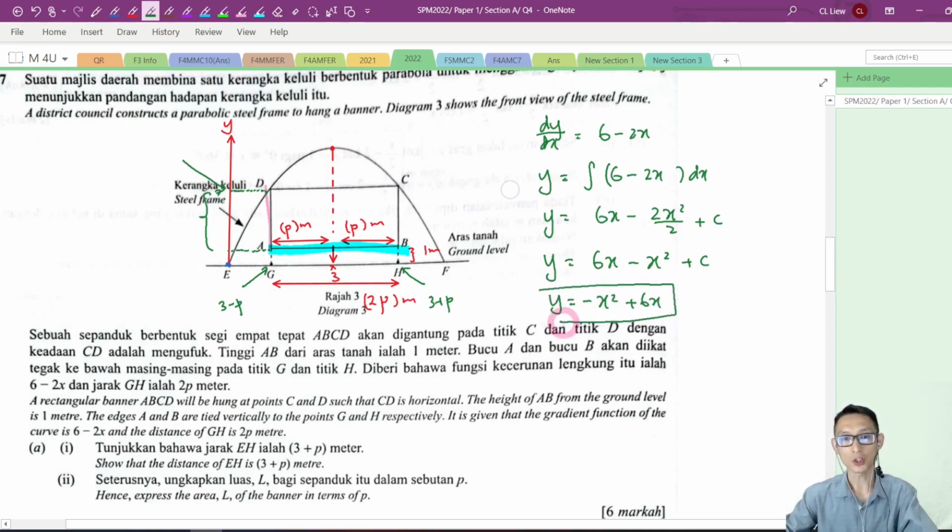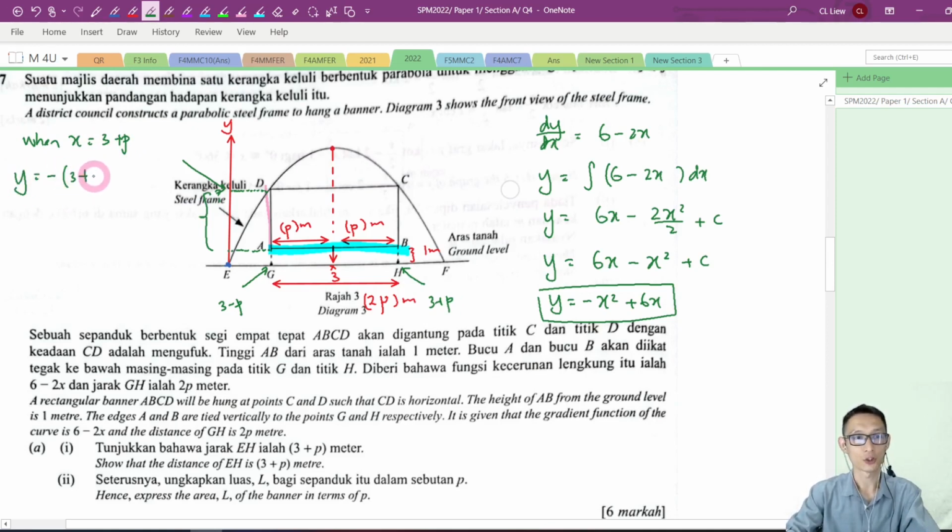Okay, now we can use this function to get the y coordinate here, when the x coordinate is 3 minus p or the x coordinate is 3 plus p. You can use either one, which will both give you exactly the same answer. Let me just use this one. When x is equal to 3 plus p, y is equal to negative, remember to put a parenthesis, (3 plus p) squared plus 6 times (3 plus p).